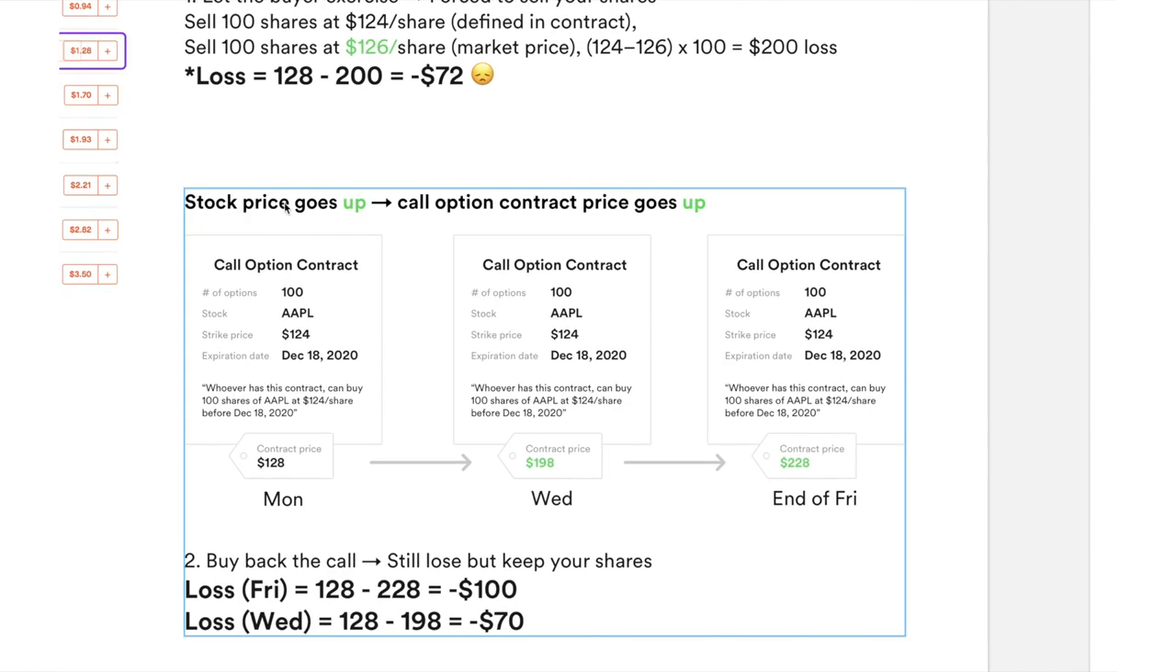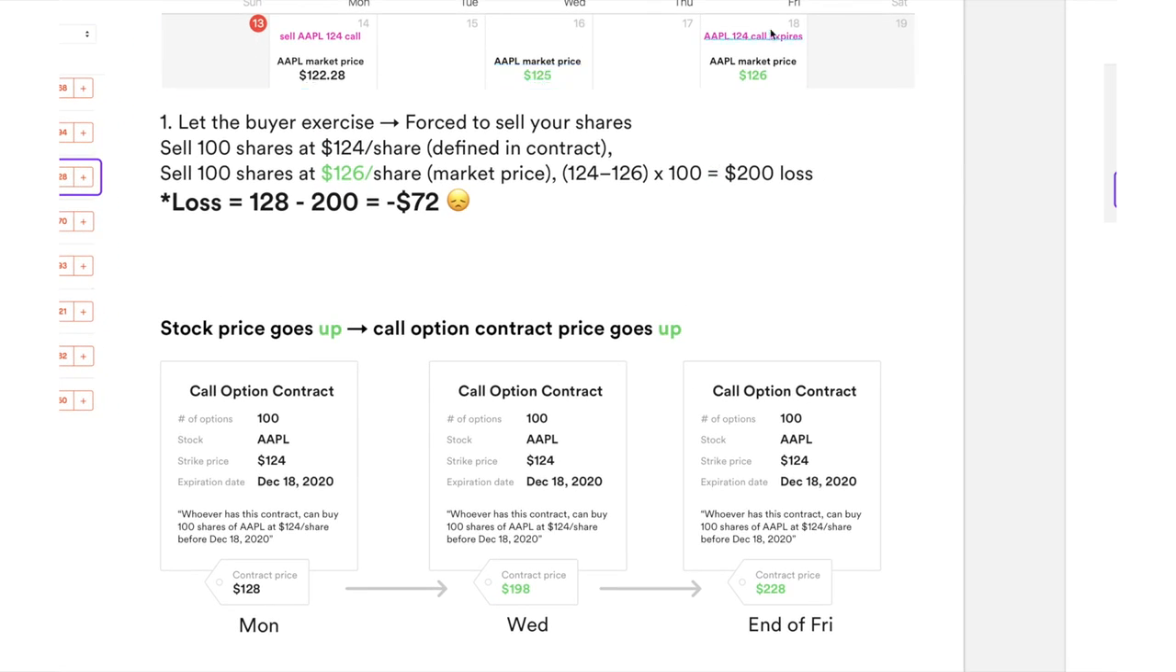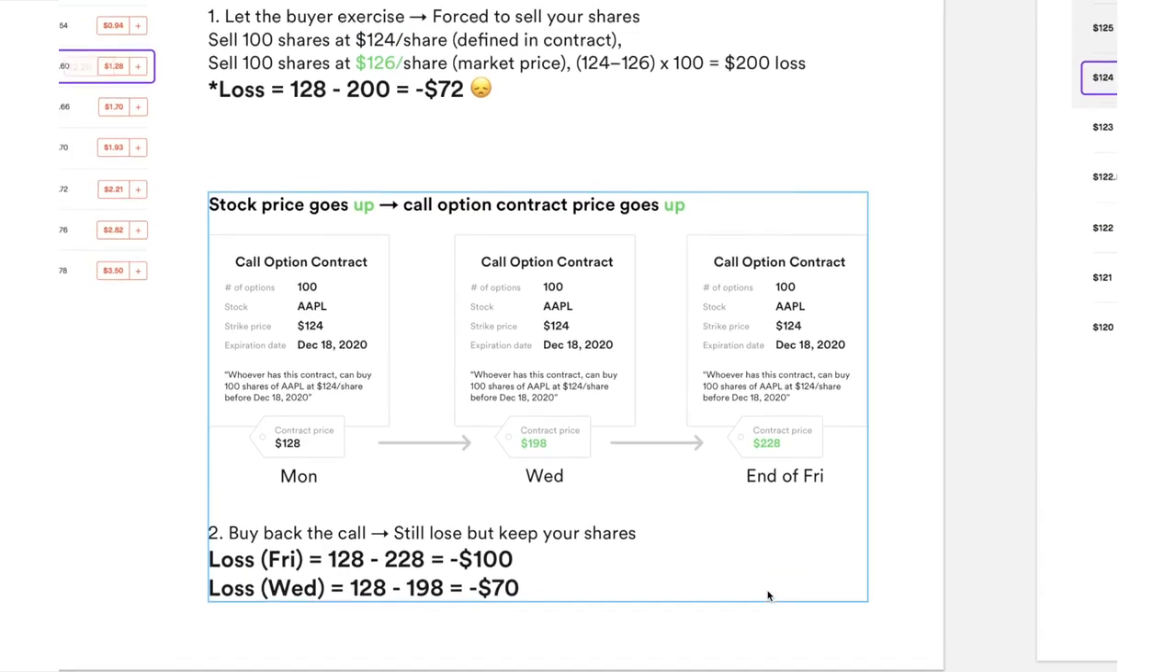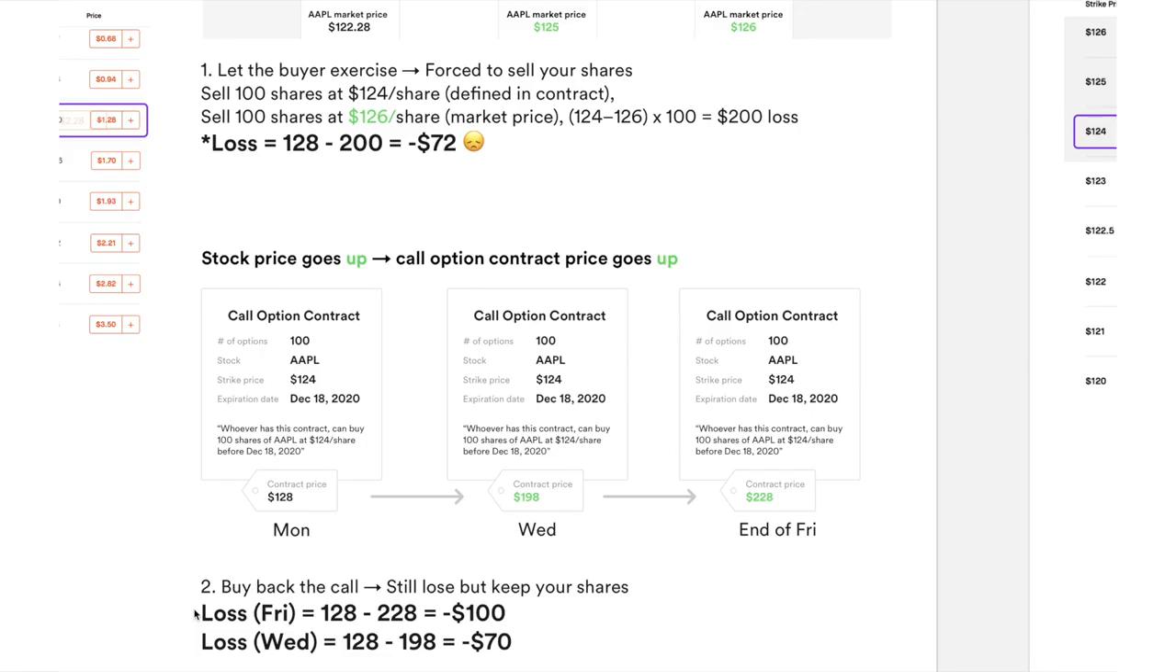If the underlying stock price goes up, the call option contract price will also go up along with it. On Wednesday, the price goes up. On Friday, it goes up even more. The exact same contract that you sold, the contract price could go up to 198 from 128 on Monday. And then on Friday, it goes up even more to 228. So what does that mean to you? Another thing you can do is to buy back the call to close out the position. Because when you first sell the call, you have an open position.